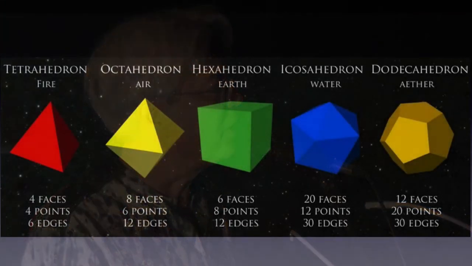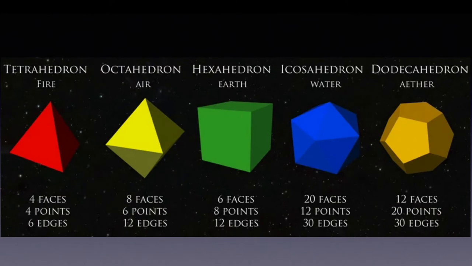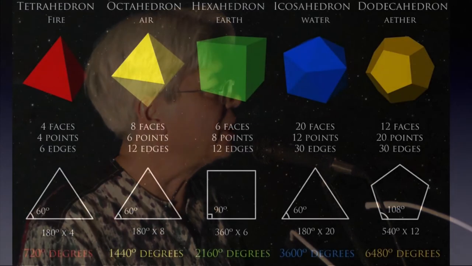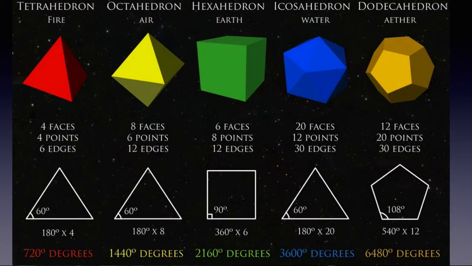So here's a little breakdown of the fire, air, earth, water, and ether elements. These Platonic solids, they all map to one of the elements, including ether. And these are really considered the building blocks of the universe. These are the things that actually create form in our reality. And again, we have all these numbers at the bottom, and we'll be playing these frequencies on the harps a little bit later.